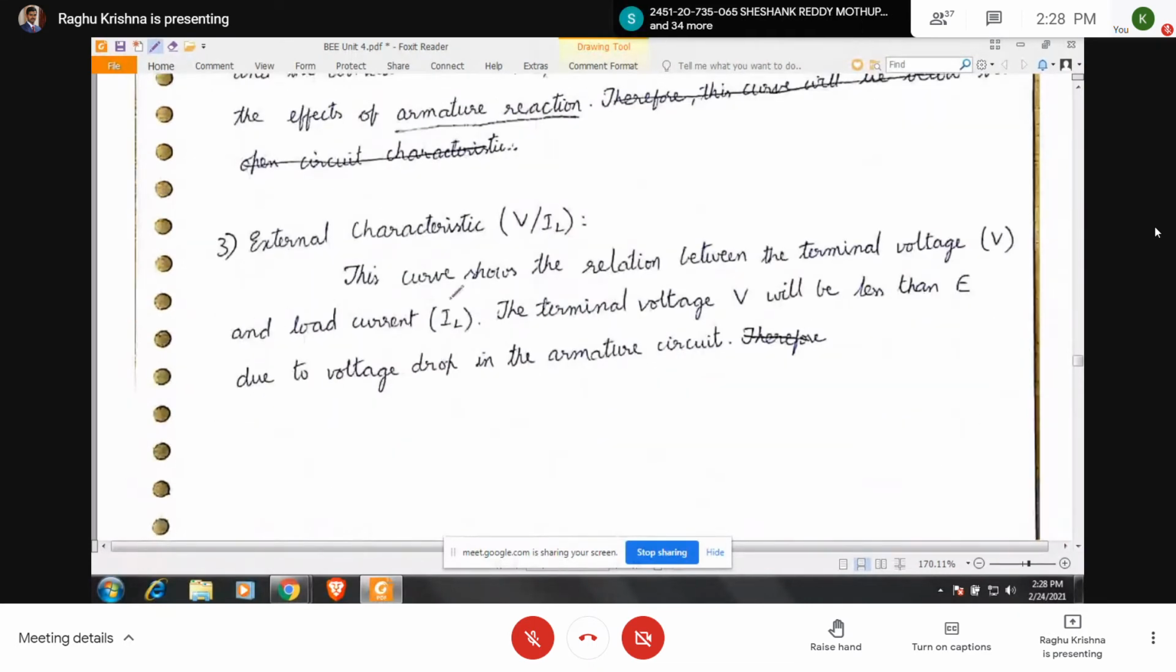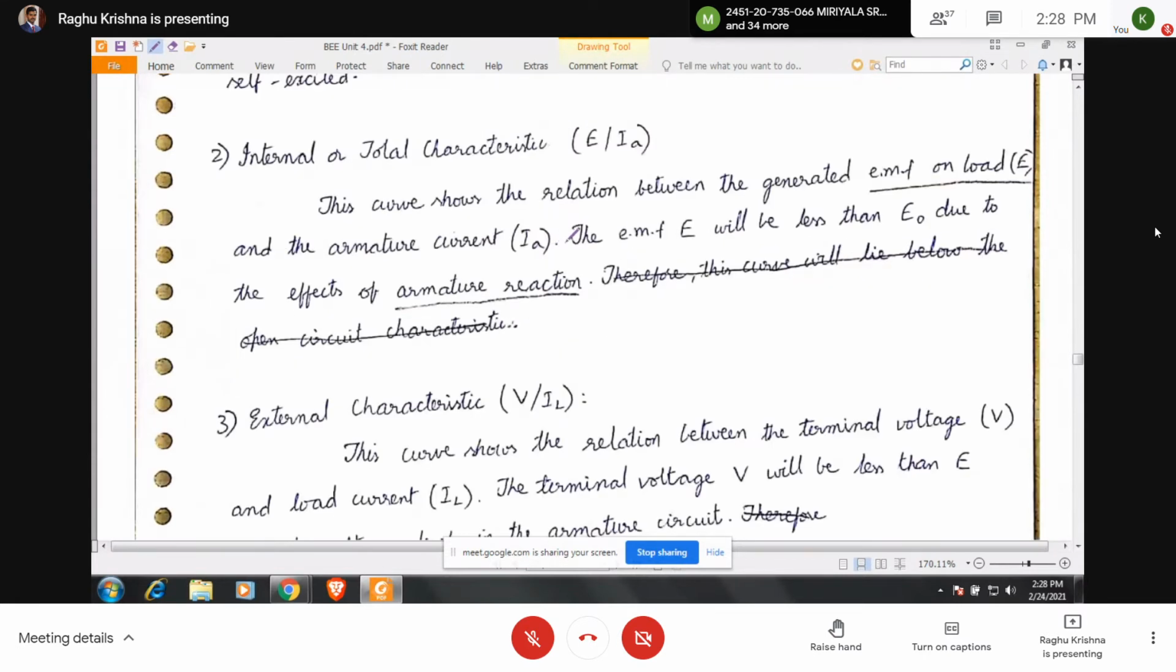Next, external characteristics. It is a graph between V and IL, where IL is the load current. Here you can see the difference: internal characteristics is a graph between E and IA. Next, the graph between V and IL is called external characteristics. I will show this one.